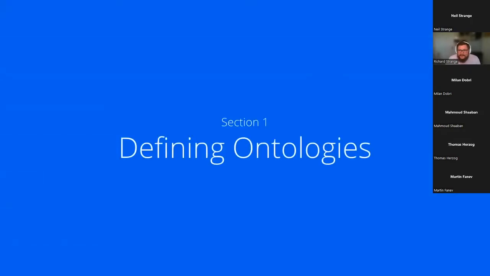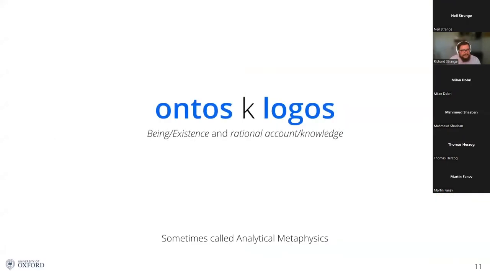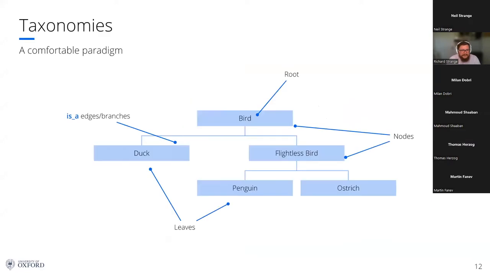Now, defining ontologies. Yes, like I've warned already, there's going to be a lot of definitions here. I'll try and keep them light and easy. But, you know, the deepest one really is, it comes from Greek, you know, this idea of being, existence, and the idea of rational account and knowledge. You can call them analytical metaphysics, but we won't bother with that. If you see that, they basically mean the same thing.